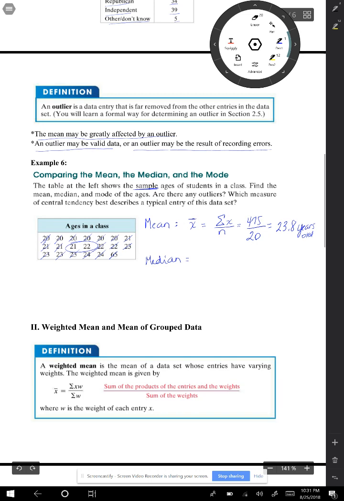So the 21 and the 22 are in the middle. So remember, if there's 2 in the middle, we add and divide by 2. So when you add those, you would get 21.5 years old.